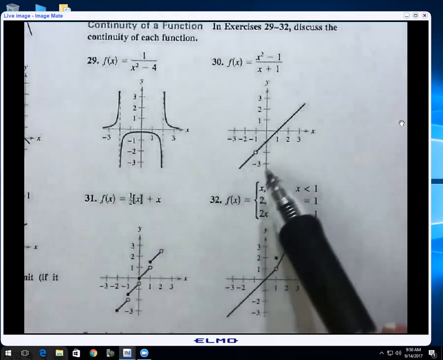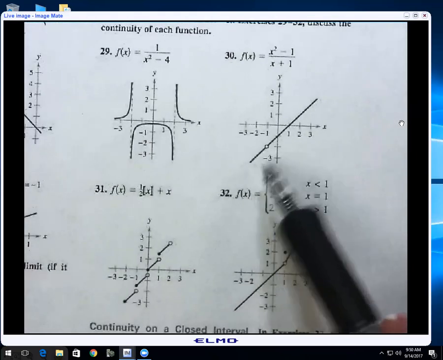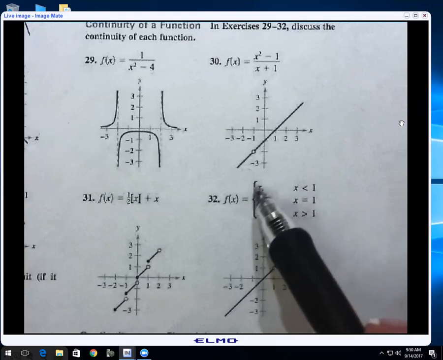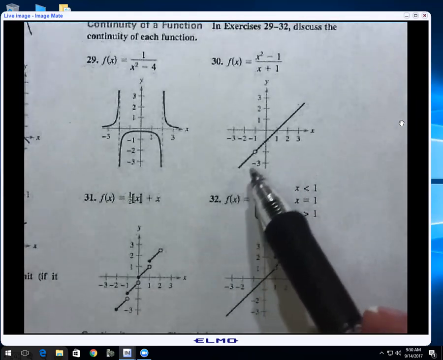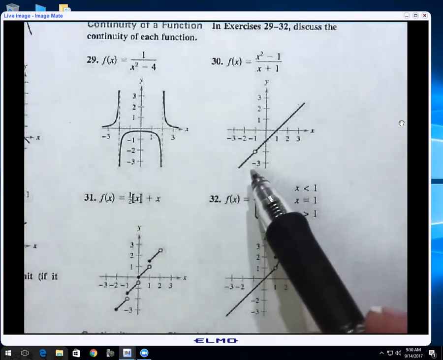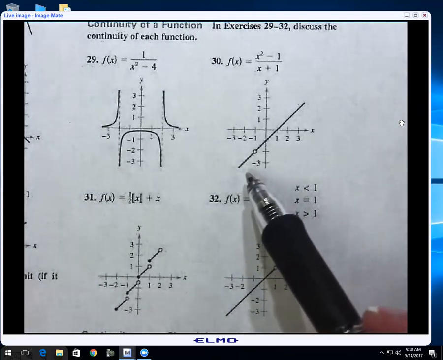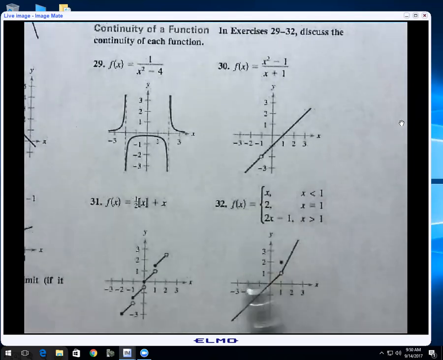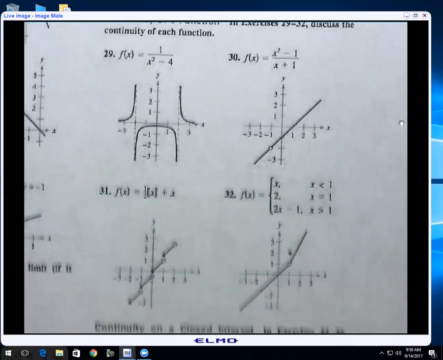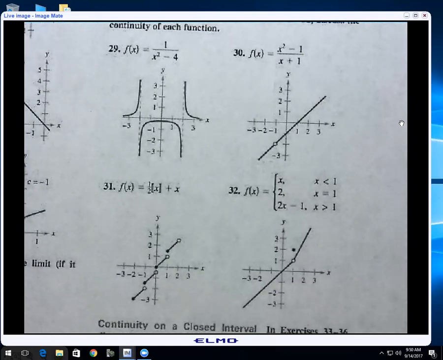Number 30, what would you say about the continuity of that function? It's continuous everywhere except for -1, and at -1 there's what kind of discontinuity? A removable discontinuity. That's exactly what you would say. On number 32, what would you say about the continuity of that function? Continuous everywhere except 1, and at 1 there's an NRD.